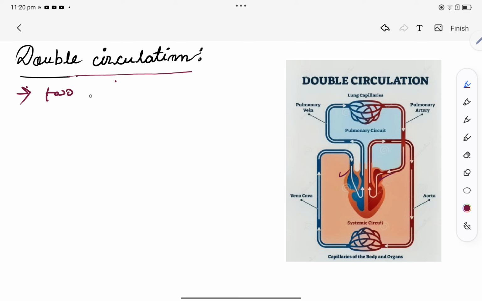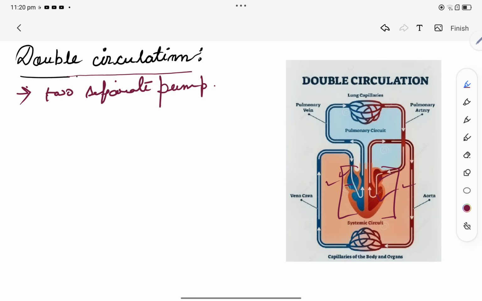Two separate pumps. It means the right side acts like one pump and the left side acts like another. Two separate sets of pumps. Right. Now this right side always deals with deoxygenated blood. Deoxygenated means there is little to no oxygen. And the left side, it is depicted in red color because it is rich in oxygen.